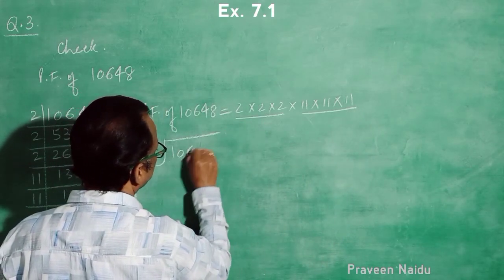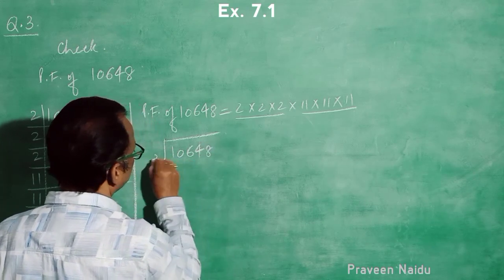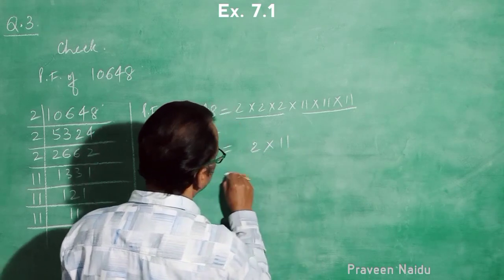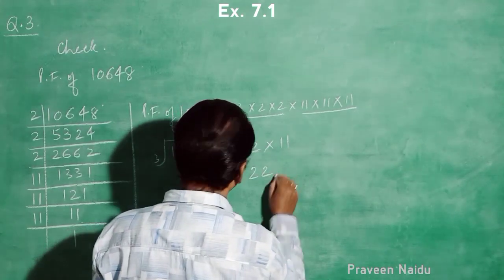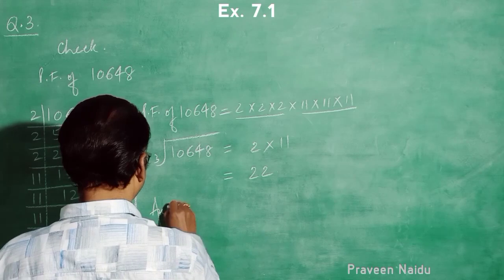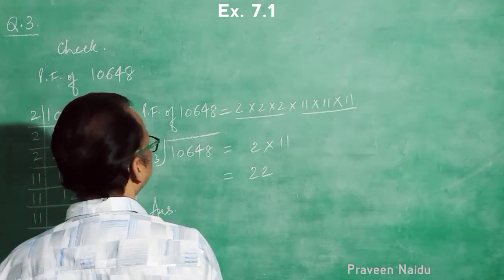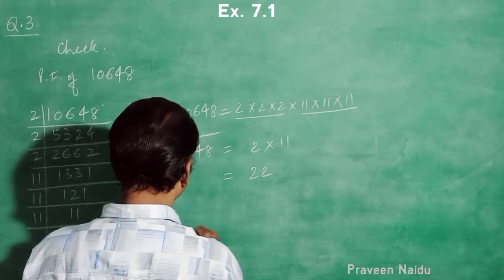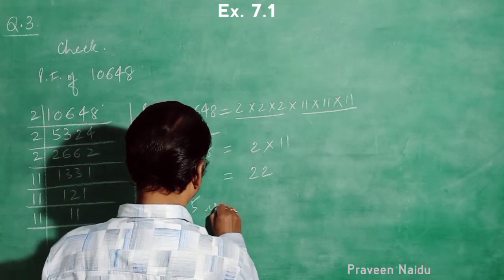So the cube root of 10,648 will be equal to 2 into 11, that is 22. So the answer for this question is 5. The required number by which we have to divide the given number is 5.